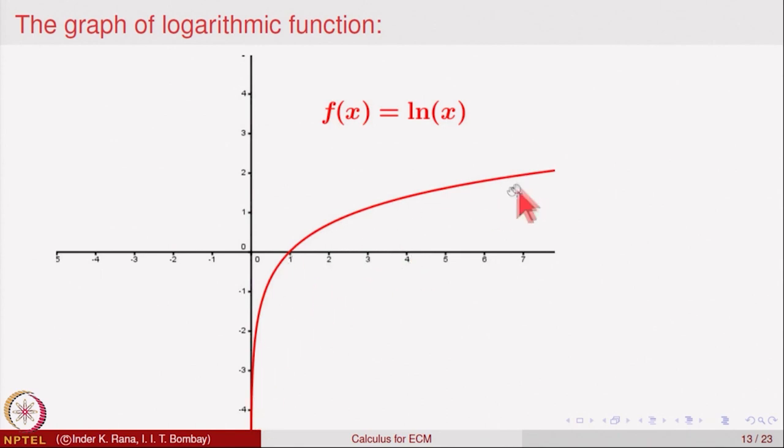It is an increasing function, it keeps on increasing, goes to infinity as x goes to infinity, and it goes to minus infinity as x goes to 0. So if you draw the line y equal to x and reflect, that is the graph of e raised to the power x. It is a reflection against the line y equal to x.